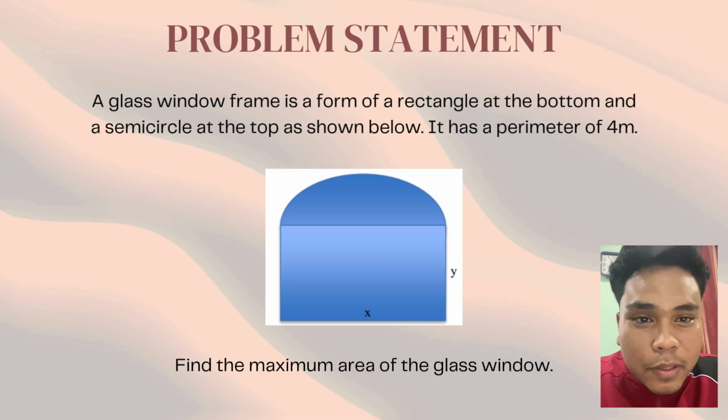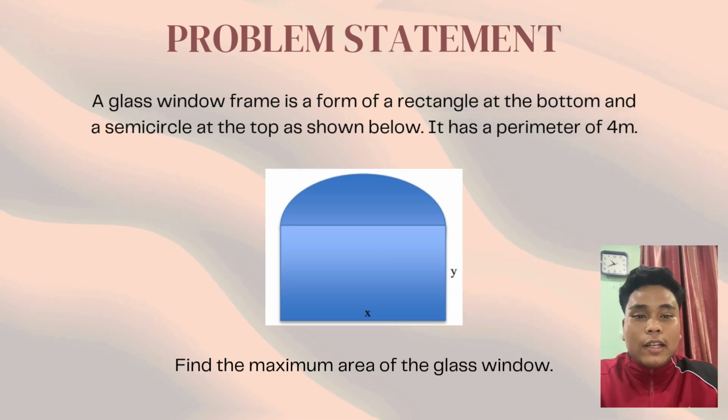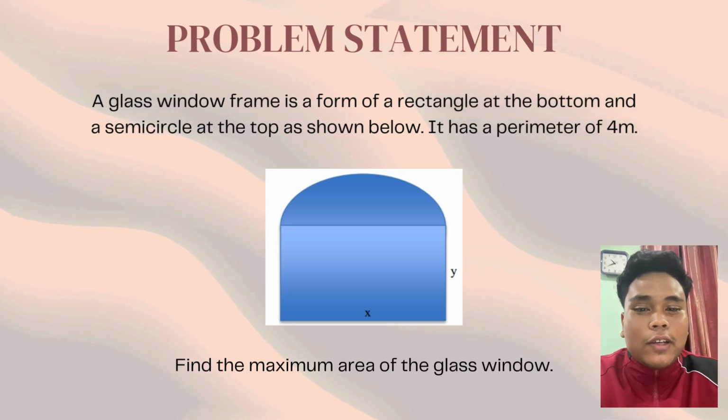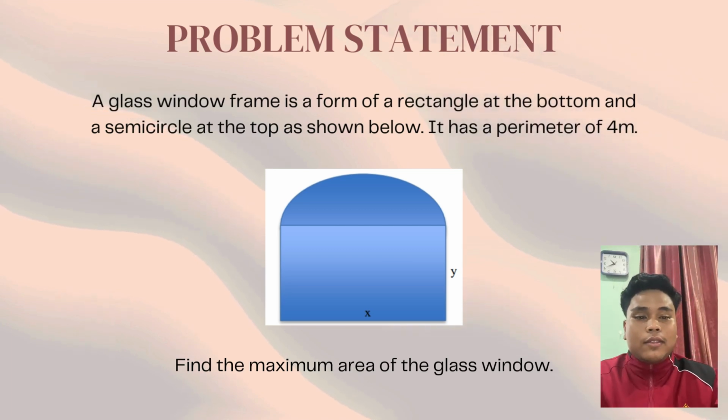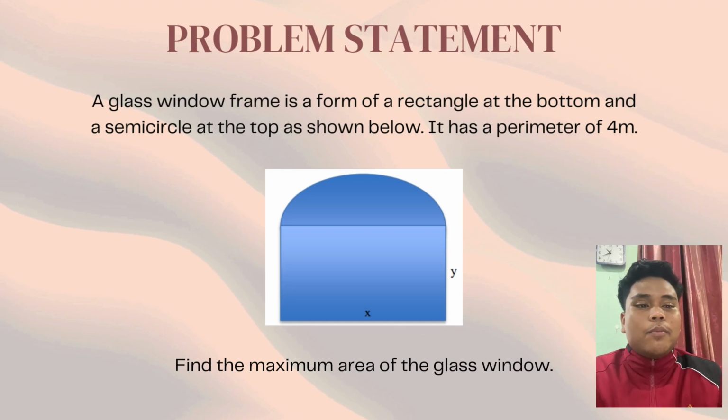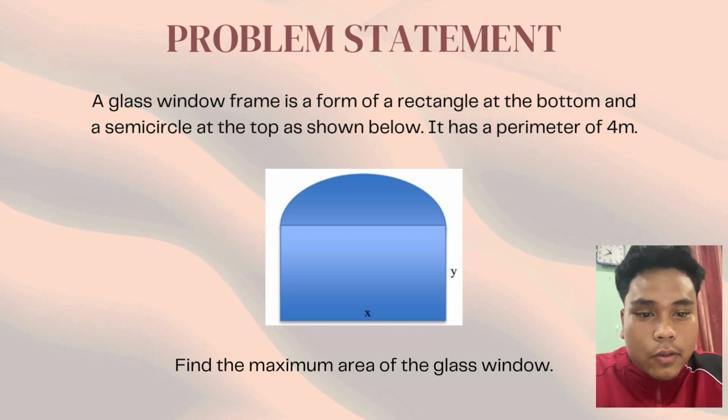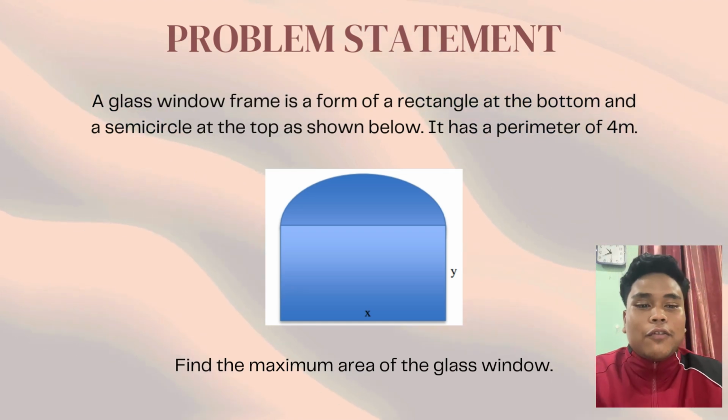Alright, for the problem statement, we have a glass window frame in the form of a rectangle at the bottom and a semicircle at the top, as shown below. It has a perimeter of 4 m. So, find the maximum area of the glass window.